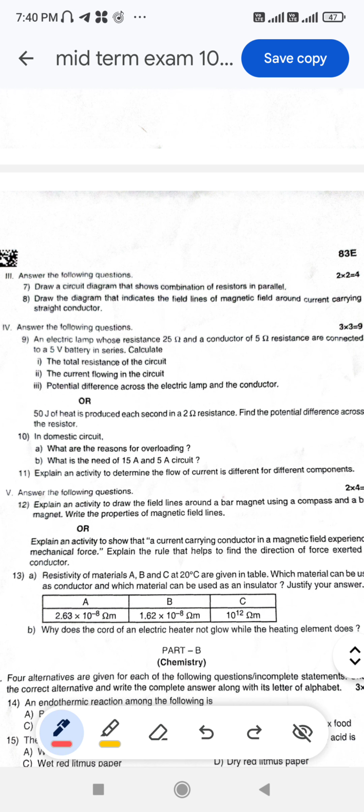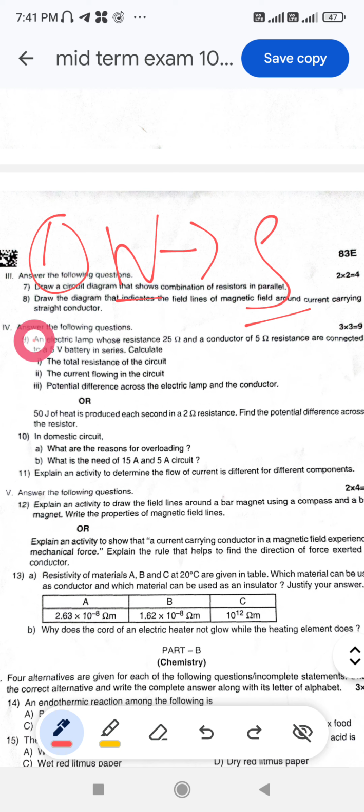Next, they are asking us to write the properties of magnetic field lines. The first point is that they emerge from the north pole and merge at the south pole.